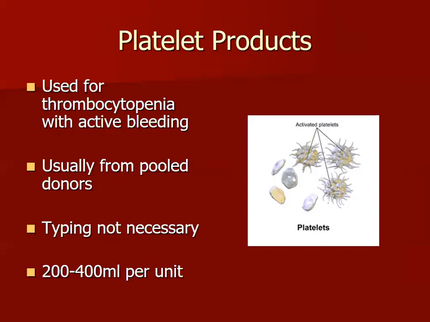So platelets are usually used for bleeding caused by thrombocytopenia. It may be contraindicated though in thrombotic thrombocytopenic purpura and heparin-induced thrombocytopenia, except in those life-threatening hemorrhaging, then we may give it. It's prepared from fresh whole blood and can be pooled from anywhere from 4 to 6 different donors. Typing is not necessary for platelets.